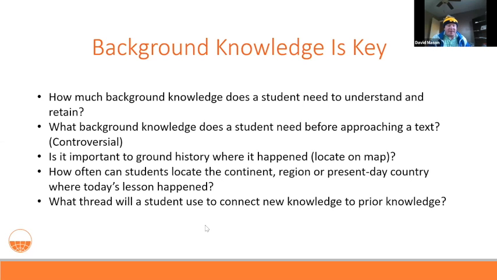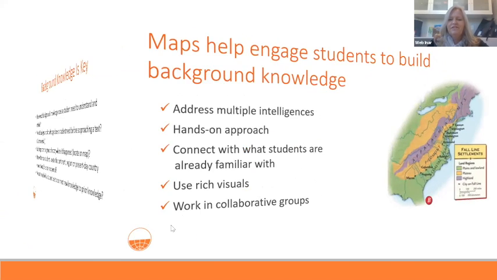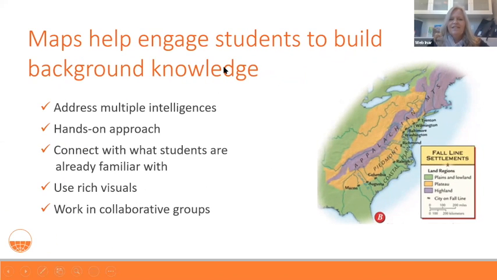The background knowledge is so critical that we build that up and continue to build on it as kids move from grade to grade. I agree. Thanks everybody for sharing your ideas.